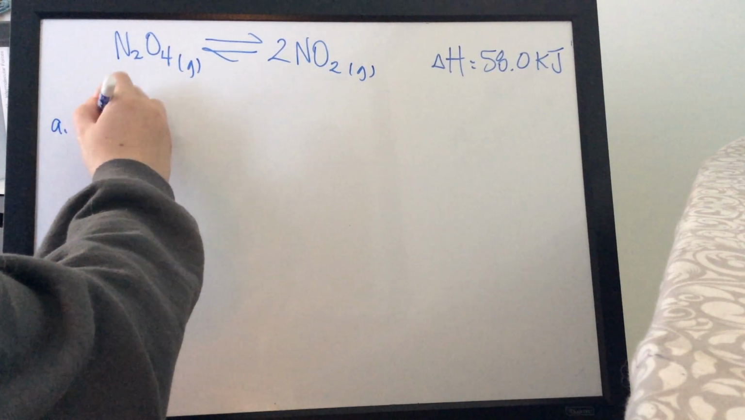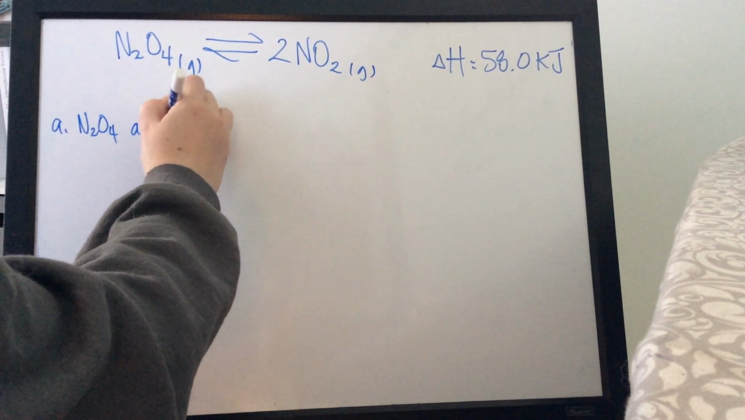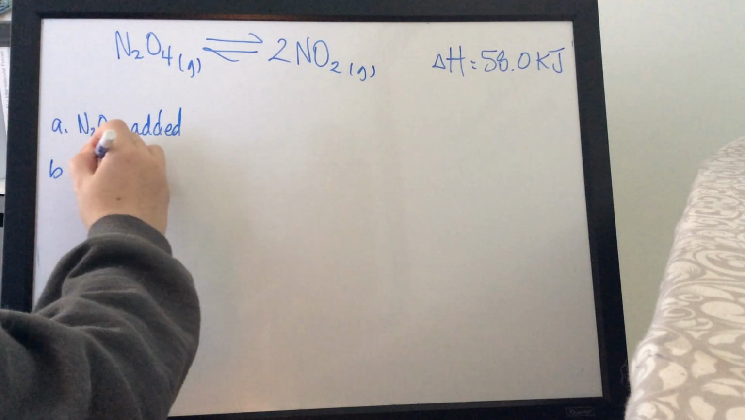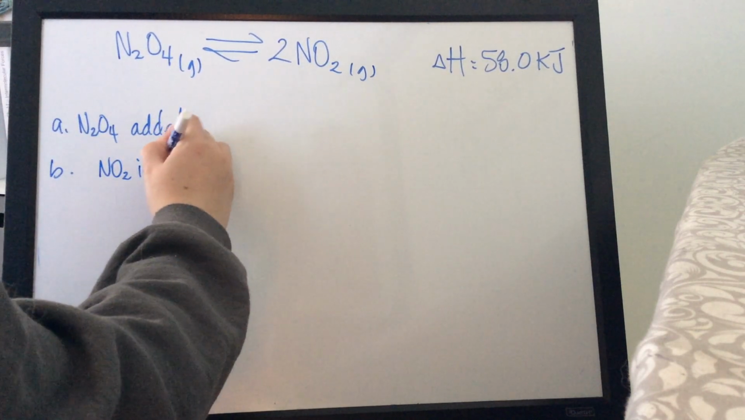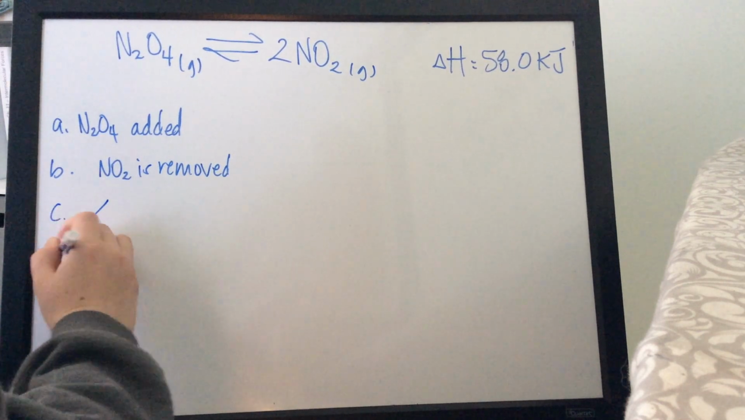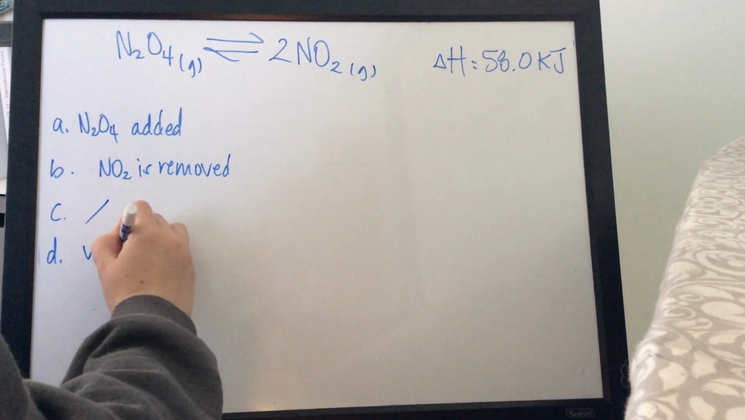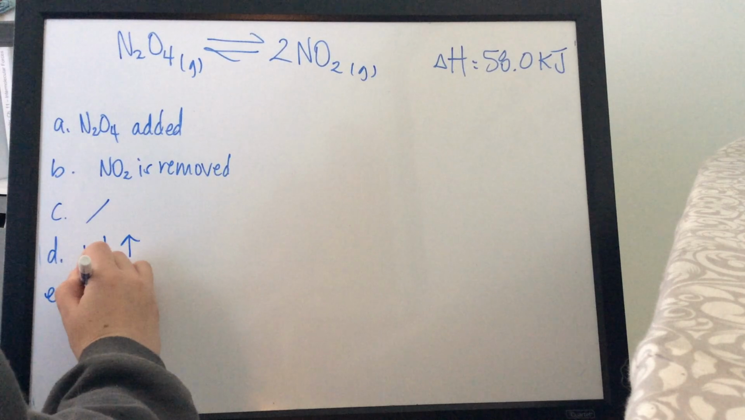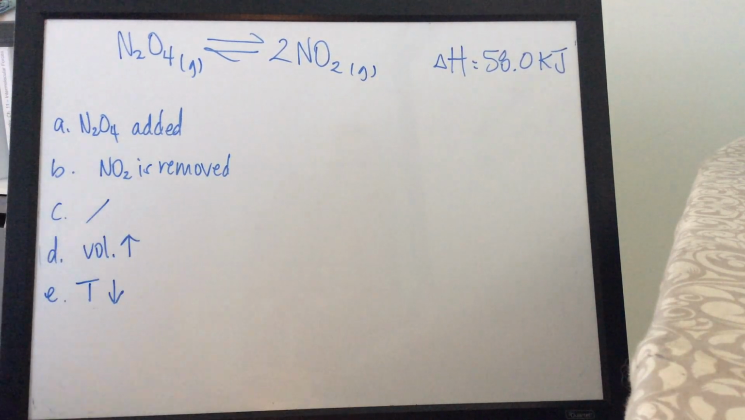So A is if I add N2O4. B is if NO2 is removed. C I'm not doing, but we'll talk about it. D is the volume of the container is increased. And E is temp is decreased. Okay, so let's go through this together.